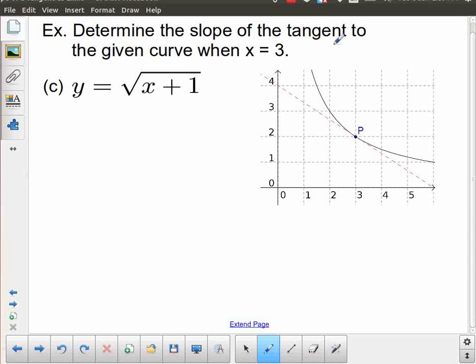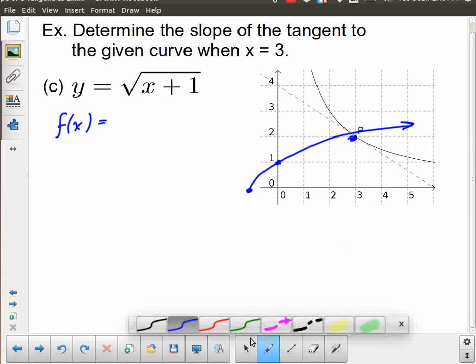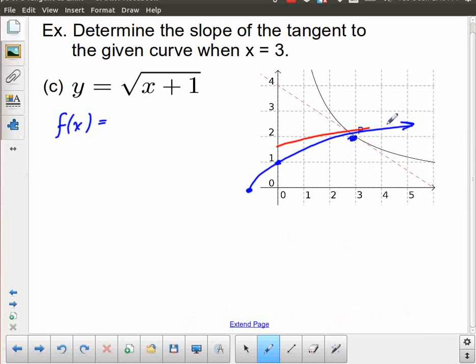Okay, determine the slope of the tangent line when this is our function. It's the radical, square root of x plus 1. So again, f of x is equal to the square root of x plus 1. That does not look like the correct graph for this. It is not the correct graph. So what is the square root of x plus 1? It would be here to here to here. Apologies for that. And we want to know the slope at this point, so it's going to be something like that.